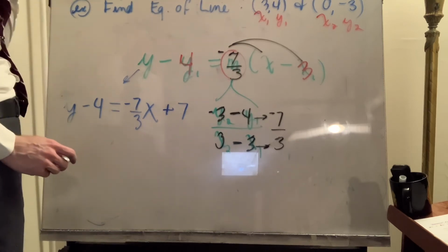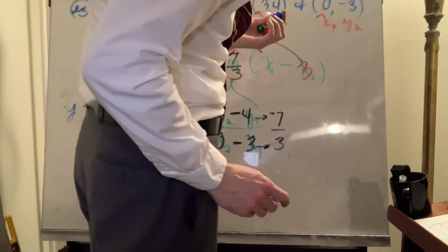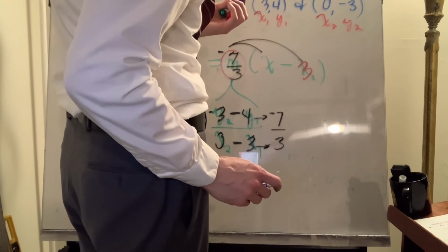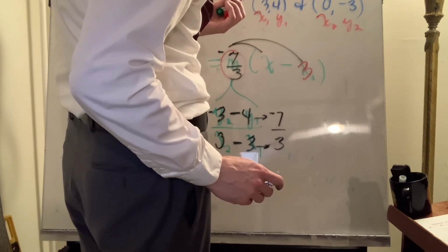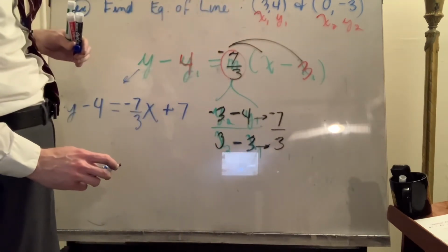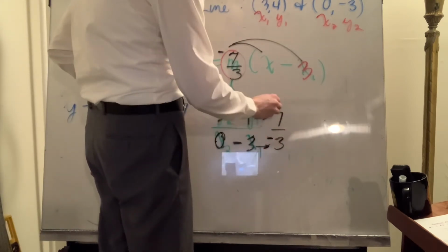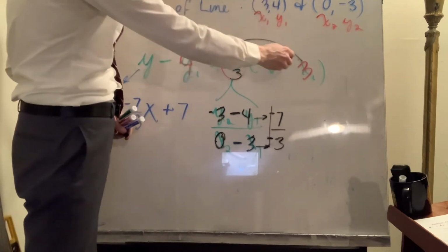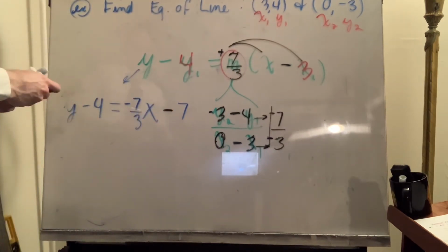Okay. Oh, wait. Oh yeah, sorry. 0 minus 3 is negative also, so this becomes positive. All right. This is a positive 7/3, which means the positive times the negative that's here would make this, sorry, negative 7. Okay. All right, and that's a positive.